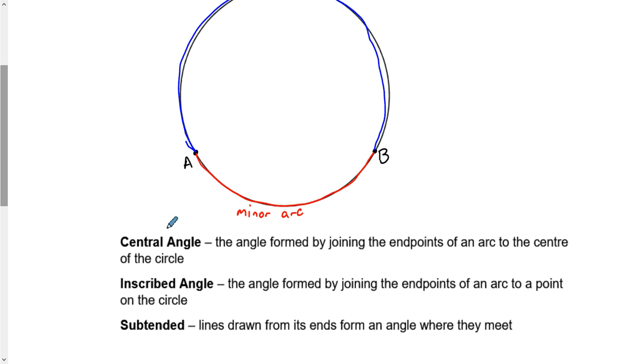A few more definitions in here. A central angle is the angle formed by joining the endpoints of an arc to the center of the circle. So if we have the center of a circle, a central angle is made by joining the endpoints of an arc, I just want the line, the endpoints of an arc to the center. This angle right there is known as the central angle.